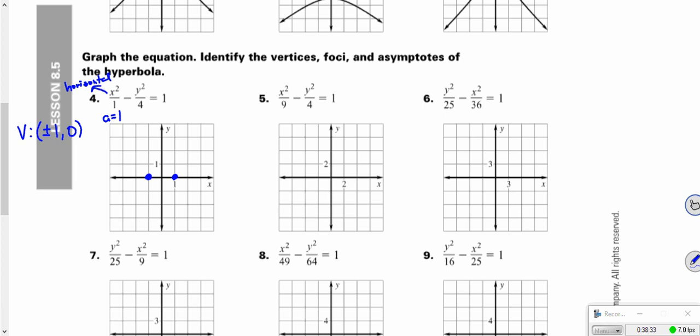Now, this is my b squared. So that means that b is 2. Now again, all I really need that for is to draw the asymptote box. That's kind of what I call it. I know it's going to go 2 up and 2 down. So here's my asymptote box.